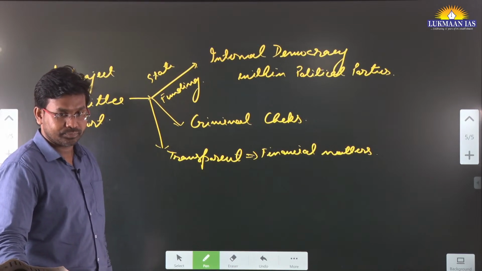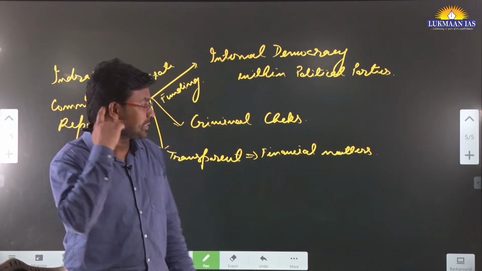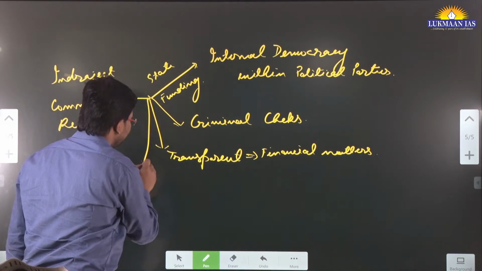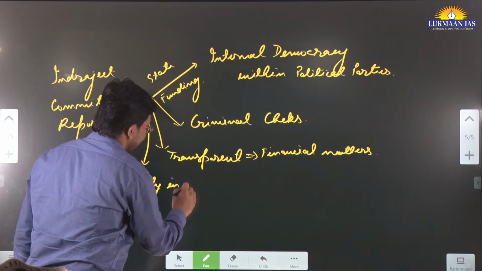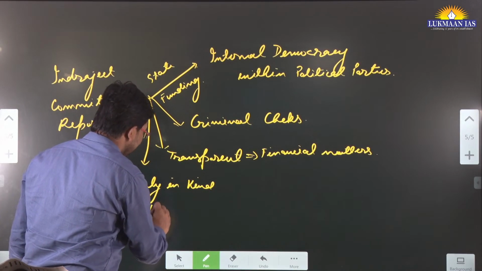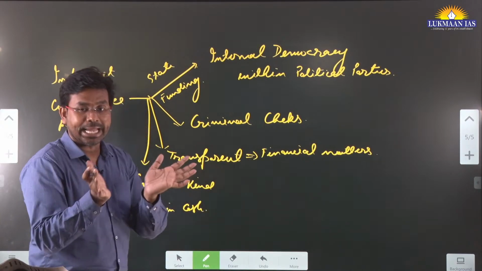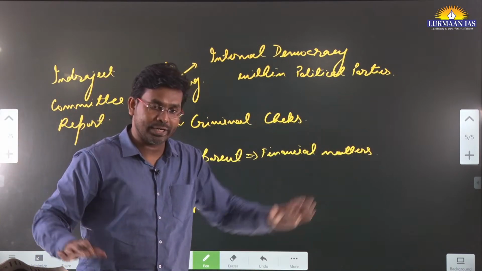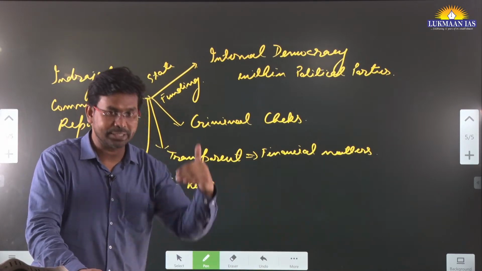This committee said that state funding should be done only in kind, not in cash. What do we mean by this? They should not be given cash money to go and spend on their election. Instead of it, the politicians can be given, for example, free bus rides.